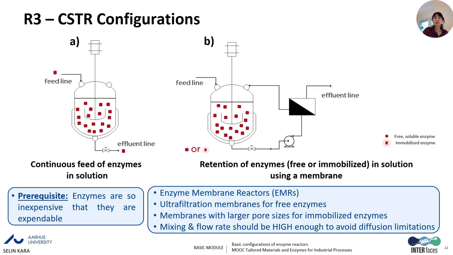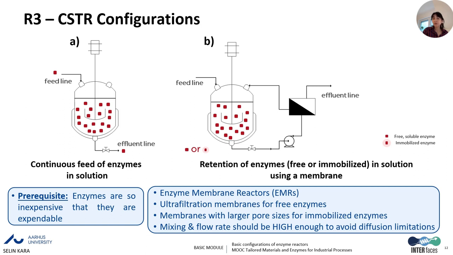So now let's move to different configurations of a CSTR. On the left side, configuration A, we see the continuous inlet and continuous outlet while using a free enzyme. We can use this kind of a setup if we are working with very cheap enzymes. Configuration B is showing us that we can keep the enzyme, either the free enzyme or immobilized enzyme, with a membrane. We also use a term for this kind of setup: enzyme membrane reactor.